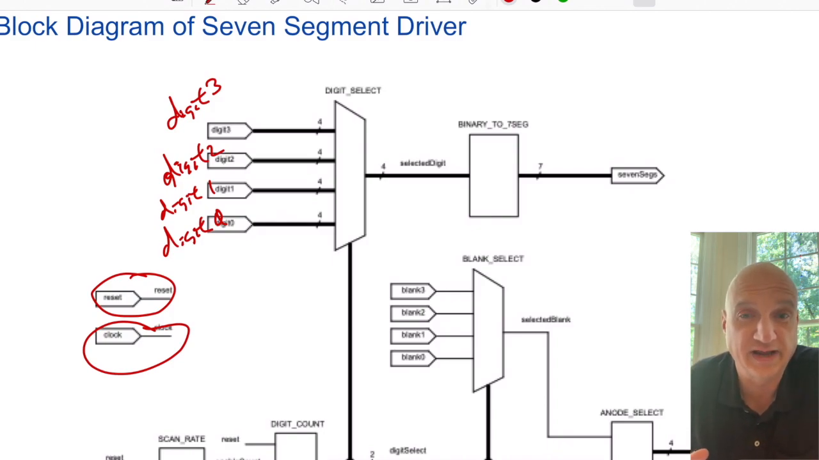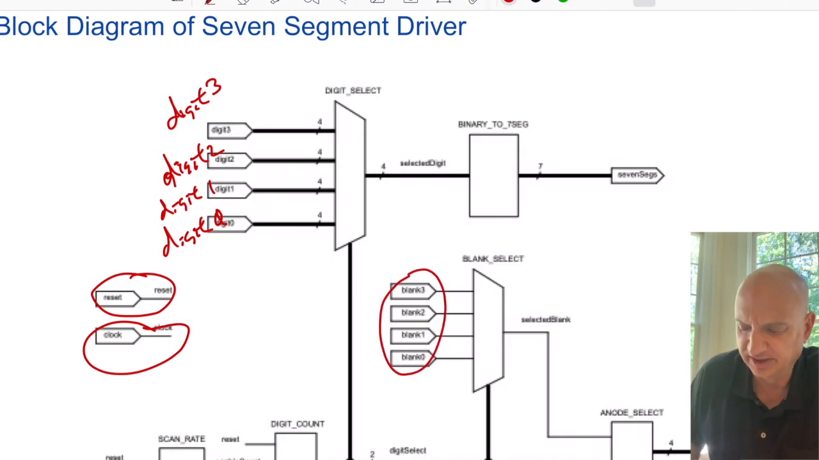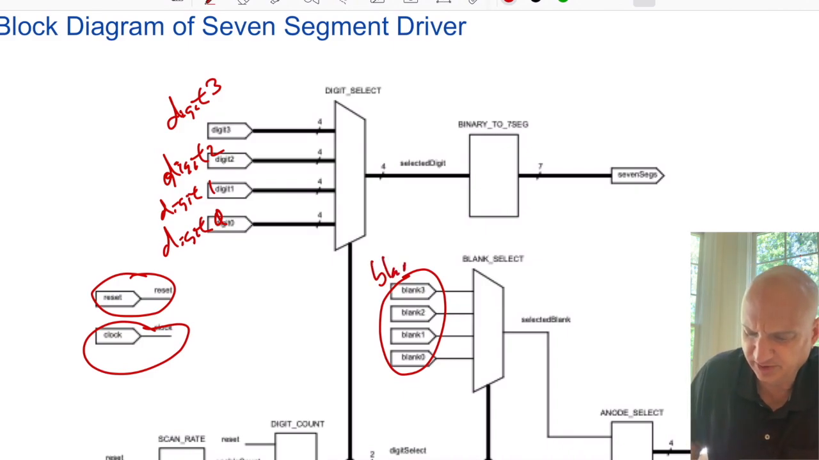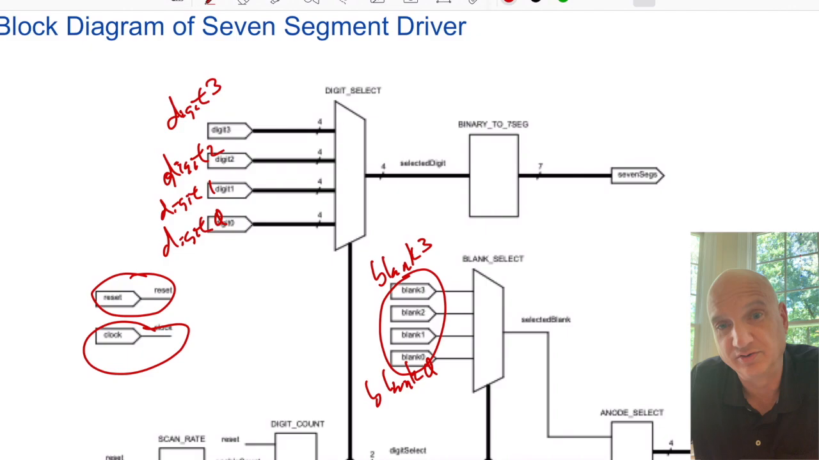Fancy because I've added some extra features, which is individual blanking control. So if you activate one of the blanking inputs, like this one here is blank 3 at the top, and this would be blank 0 at the bottom. So these are individual blanking controls. That means you can turn the display off so that it doesn't display anything, right?